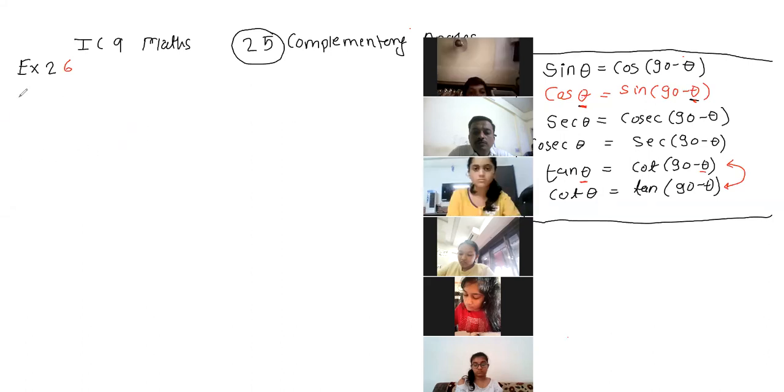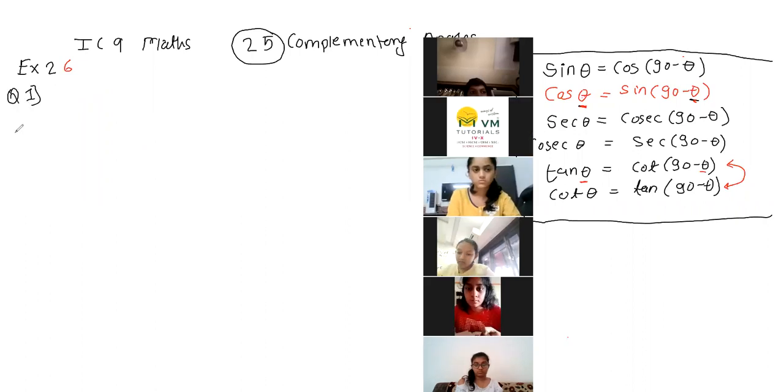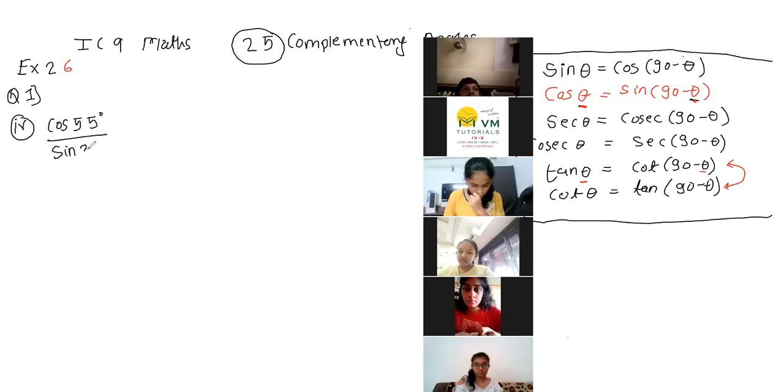So question number 1, evaluate. We'll do the fourth one, the third one is your homework. cos 55 degree upon sin 35 degree plus cot 35 degree upon tan 55 degree.